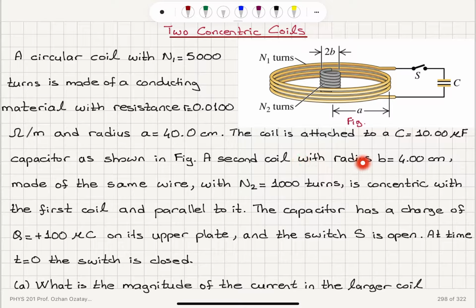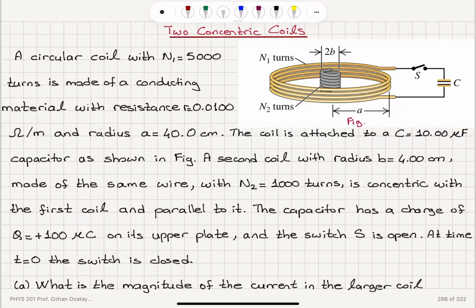A second coil with radius B is equal to 4 centimeters, 10 times less than that of A, made of the same wire, with N2 equals 1000 turns. It's made of the same wire, so it has the same resistance per meter. N2 equals 1000 turns, is concentric with the first coil and parallel to it.